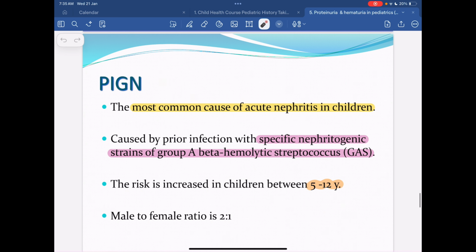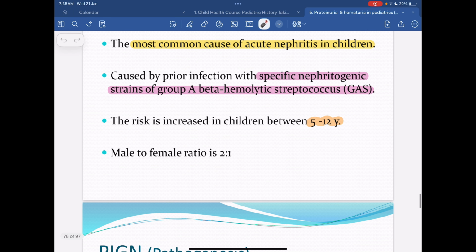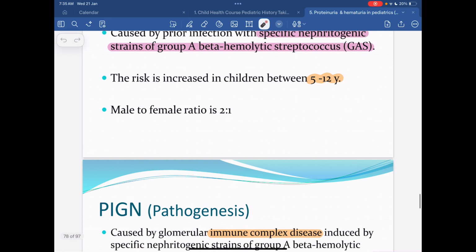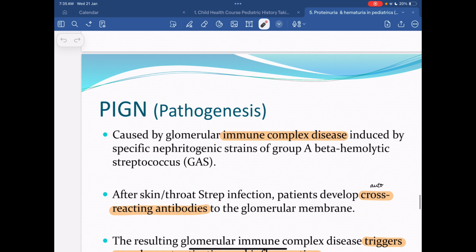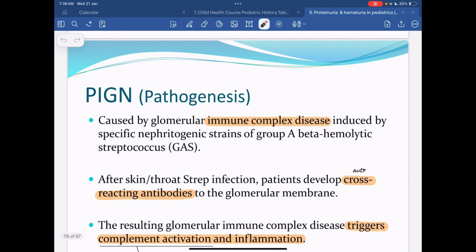So this here is the most common cause of acute nephritis in children, specifically acute nephritis in children. Risk is increased in children between 5 to 12 and the male to female ratio, زي ما قلنا دايما، بيكون 2 to 1. The pathogenesis هنا is a type 3 hypersensitivity، عندنا immune complex diseases. These are big molecules of immune complexes عليها الانتيجين عليها الانتيبodies كلهم متجمعين, and these are big, so when they go through the kidneys, they damage the glomerulus, they damage the tubules.